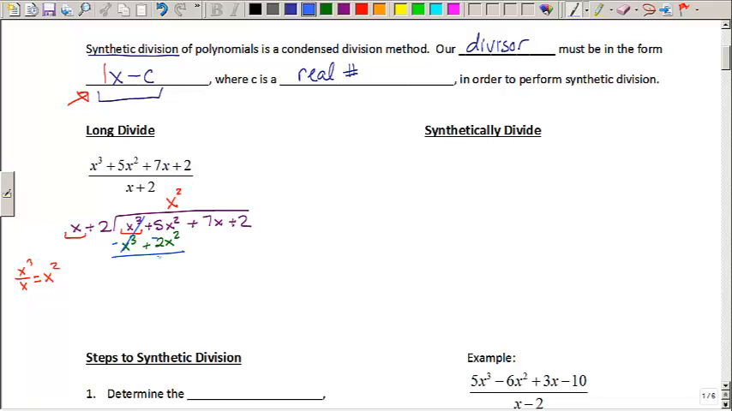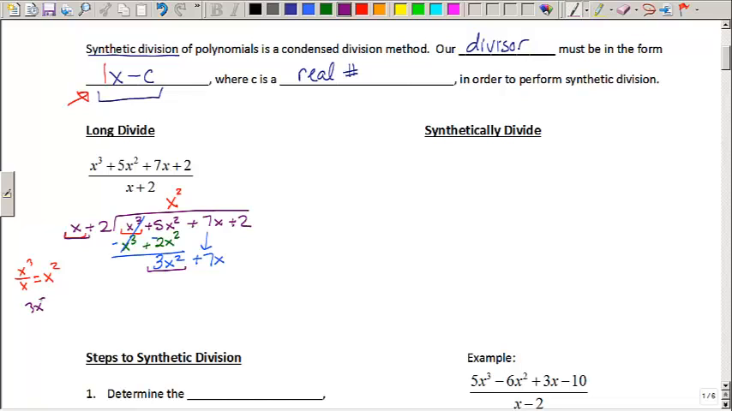If that doesn't happen, then you probably didn't pick your quotient correctly. 5x squared minus 2x squared is 3x squared. We're going to drop down the 7x and repeat. I can't take 3x squared plus 7x and divide it by x plus 2. I just don't know how to do that. So instead, I'm going to take the first term divided by the first term, and that'll be enough information for me to at least get to my next step.